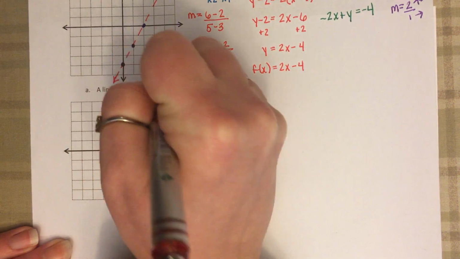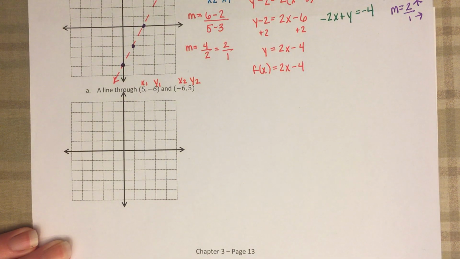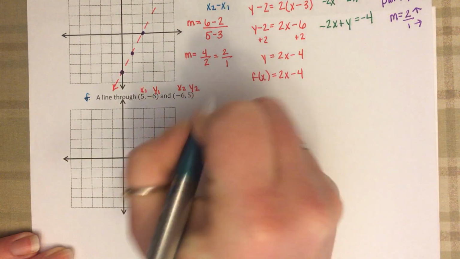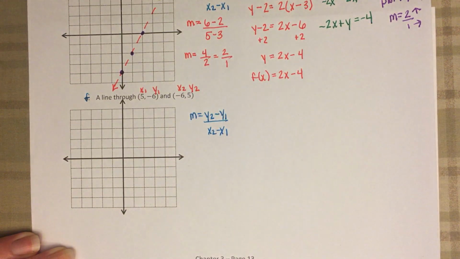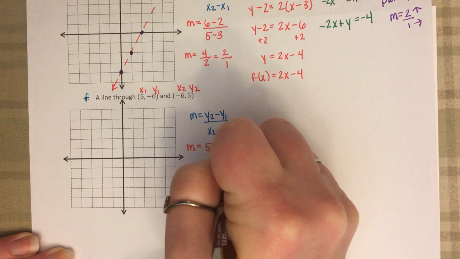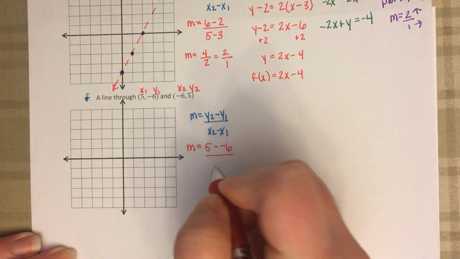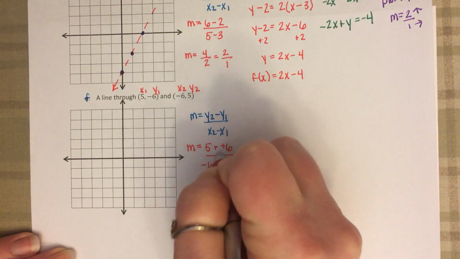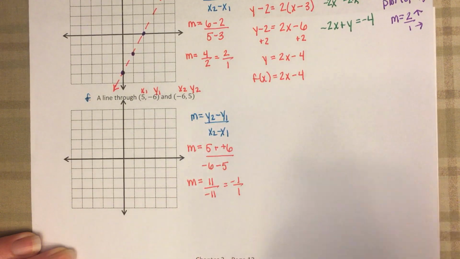So we are given 2 points again, so I'm going to label these x1, y1, x2, y2. So we're going to go through our same process in example F that we did in example E. So we're going to start m equals y2 minus y1 over x2 minus x1. So we're going to plug in our values. y2 is 5. Minus y1 is negative 6. So we have 5 minus negative 6. X2 is negative 6 minus x1 is negative 5. These guys turn positive up here. So our m is positive 11 over negative 11, which we can reduce to negative 1 over 1.